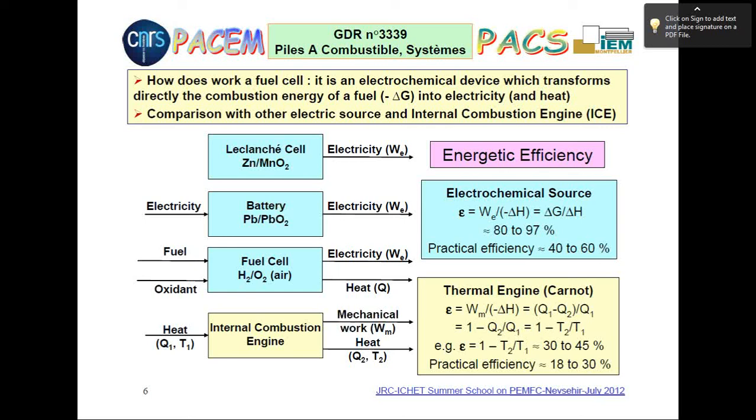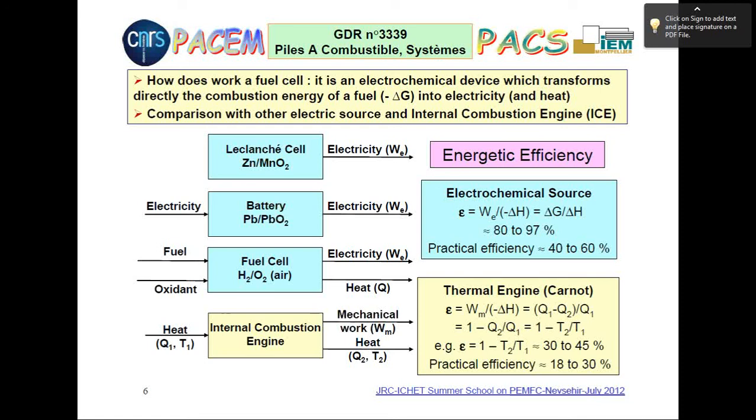For the thermal engine, the maximum efficiency is given by Carnot's theorem, which is the difference between the heat of the hot source and the cold source divided by the hot source. That's the mechanical work compared to the heat of combustion, and you get this relationship, which gives theoretically between 30–45% depending on the temperature of the hot source and the cold source. The hot source is limited by the material and the cold source by your environment.